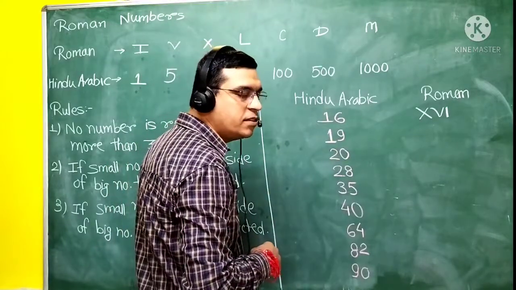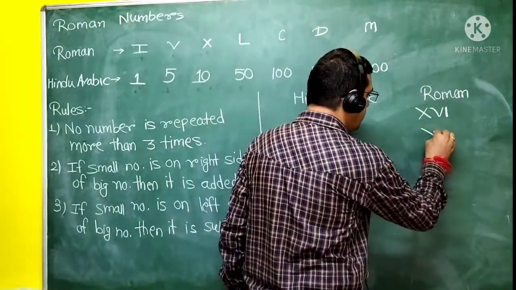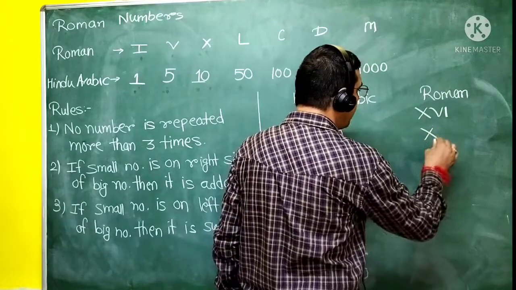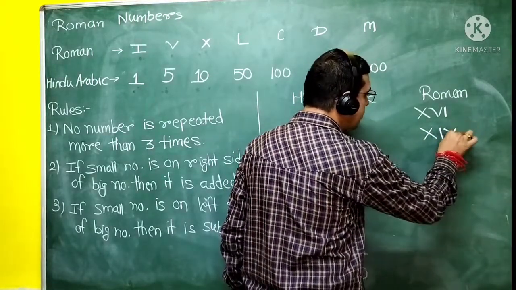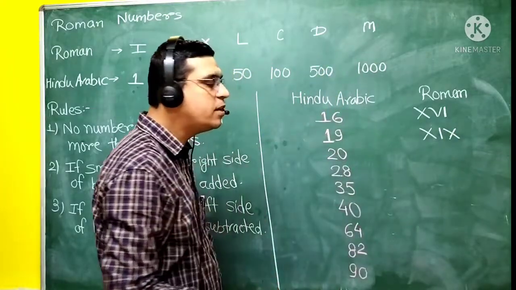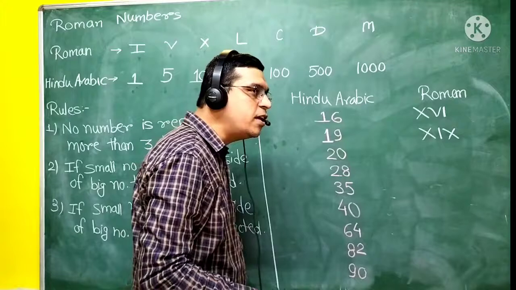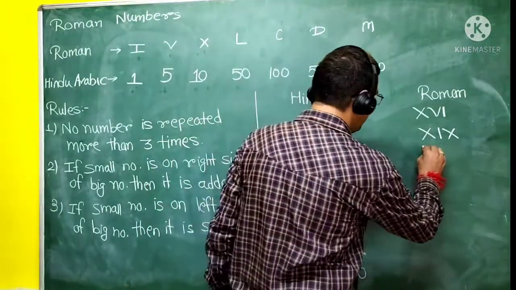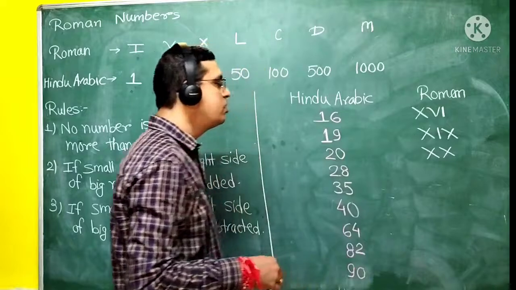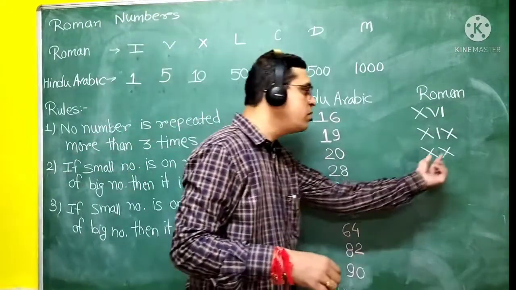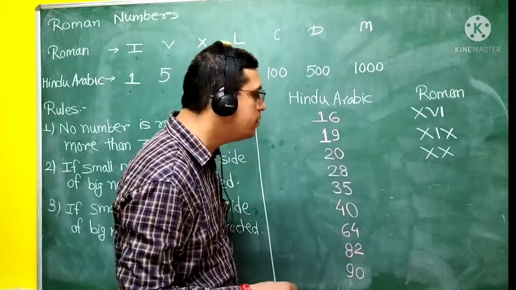19. That is 10 plus 9. This is 10, and then what is 9? 9 is IX. So that is 19. What is 20? 10 plus 10. That is X and X. That is 20. This is how I am going to write 20.